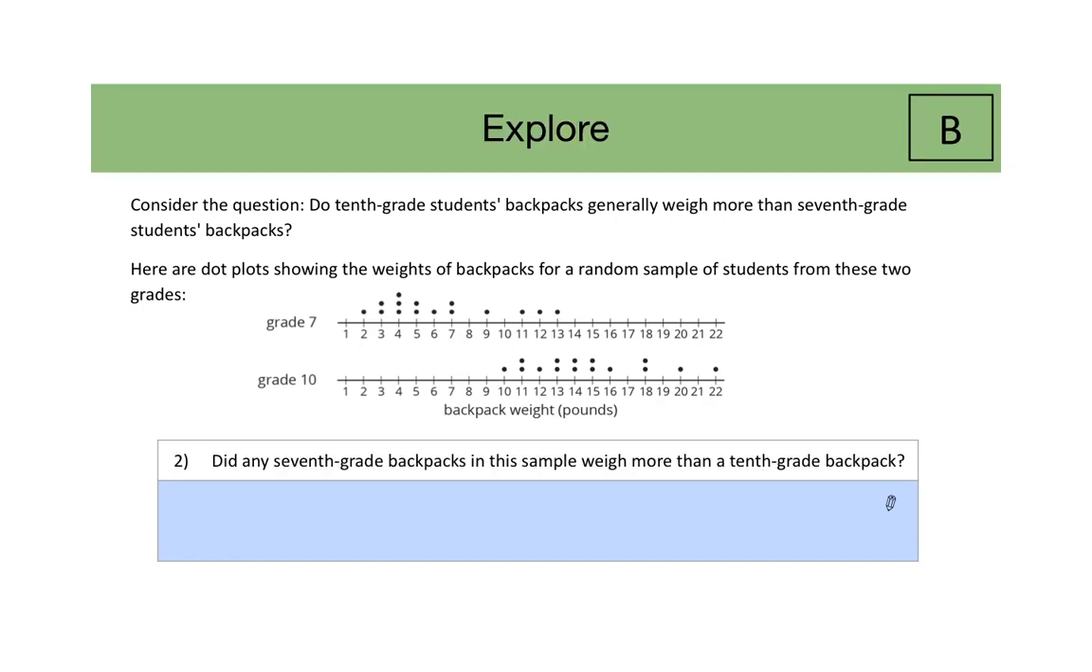For question 2, did any 7th grade backpacks in this sample weigh more than a 10th grade backpack? Students should notice that yes, there are 3 7th grade backpacks that weighed more than the lightest 10th grade backpack. The lightest 10th grade backpack was 10 pounds, while 3 students in the 7th grade had backpacks that weighed more than 10 pounds at 11 pounds, 12 pounds, and 13 pounds.